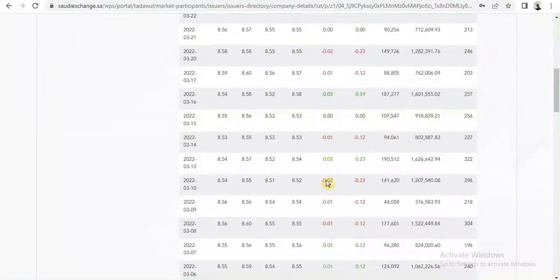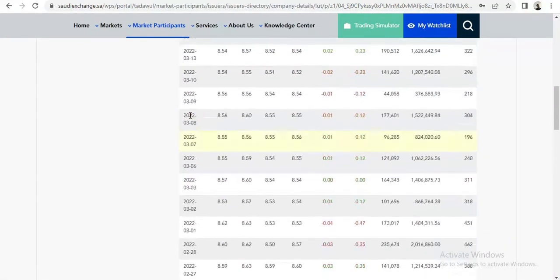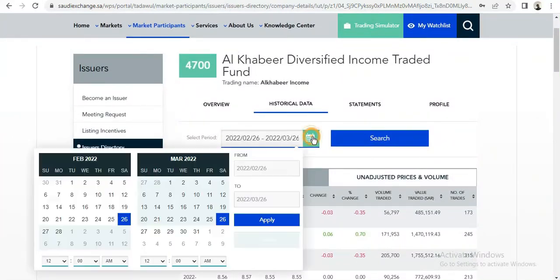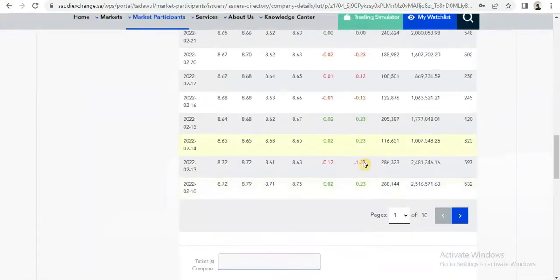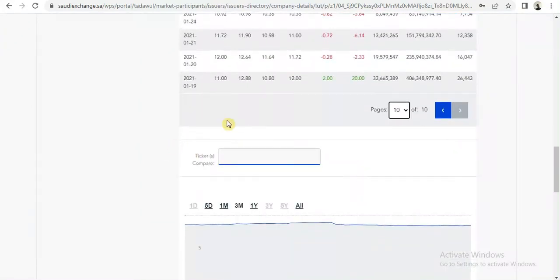Now only data from around 10th February till 24th March will appear. You have to click this calendar, and I saw that it was from 2020, from 1st December till 26 March. Apply and search. Now all the historical data will appear. There are 10 pages. Just click on 10. This is how it started.